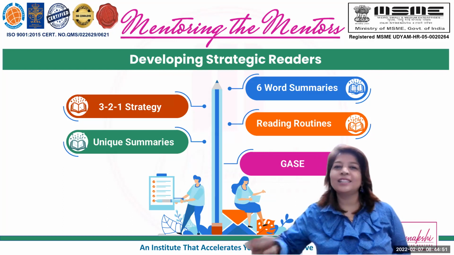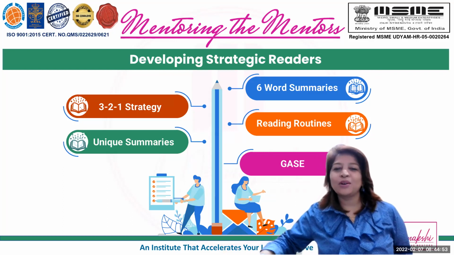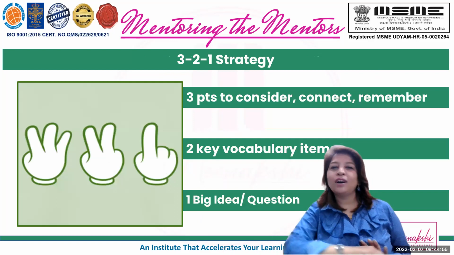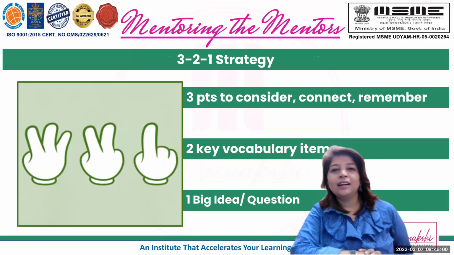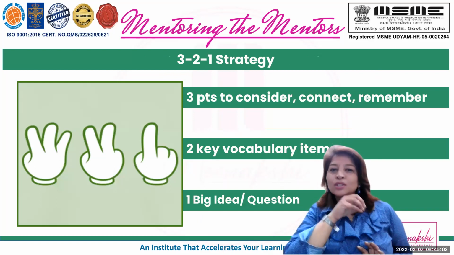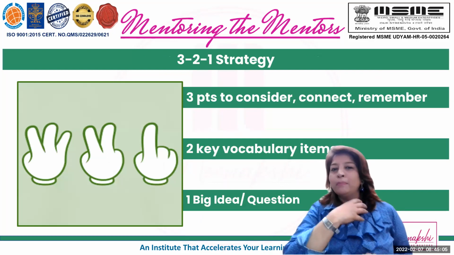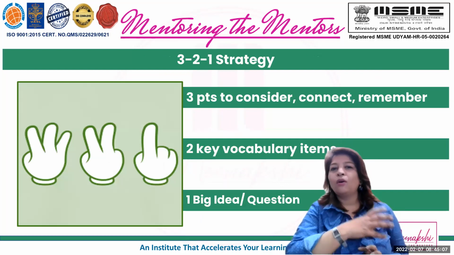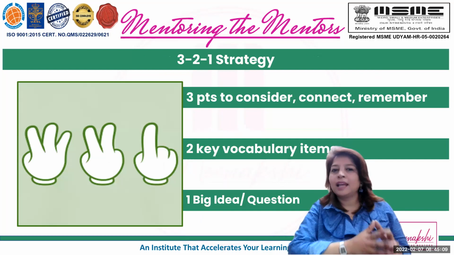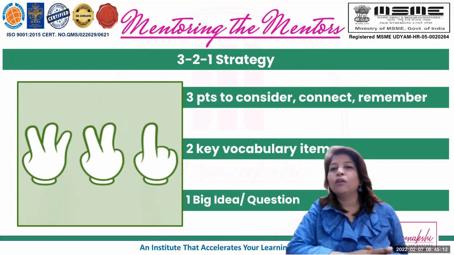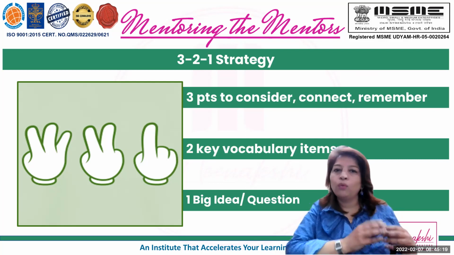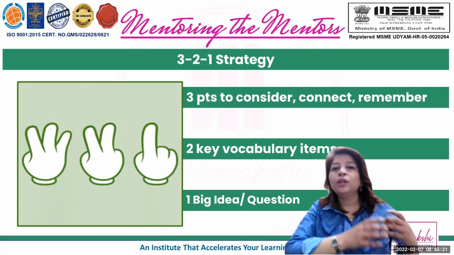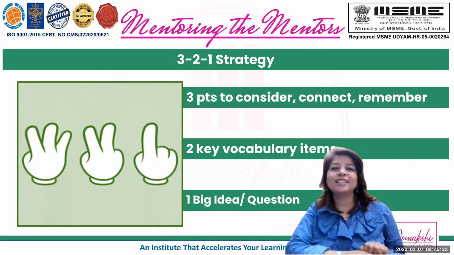Now, what are these strategies all about? Let's quickly talk about them. The first strategy for today is the 3-2-1 strategy. When your students go through a passage, read a story or any novel or book, it can be a comic book or whatever they are reading of their choice. It can be a course book, it can be any book from the library. And when they complete a particular story, you can go for the 3-2-1 strategy.